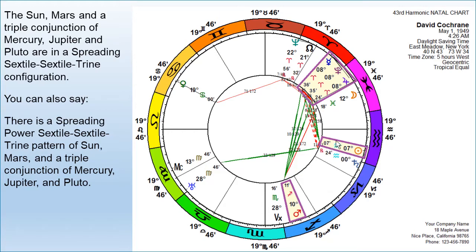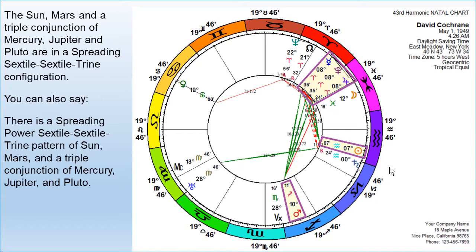So we have a spreading sextile-sextile-trine. More specifically, we have a power sextile-sextile-trine. And more specific than that, to really describe it well, it's a spreading power sextile-sextile-trine with a triple conjunction of Mercury, Jupiter, Pluto. That conveys clearly what's going on.